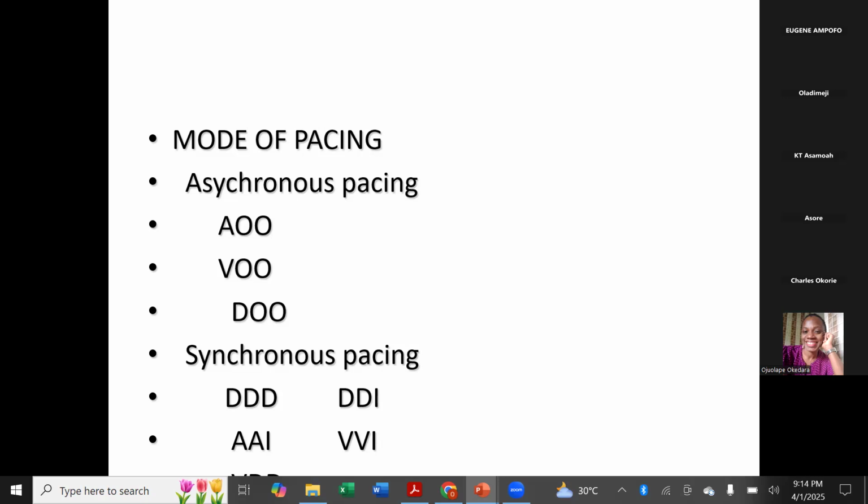Okay, so that is part of the subtle differences, sir. DDD tries, as much as possible, to maintain a synchronous beat. A DDI can, at a time, switch for you when the atrial rate becomes erratic.